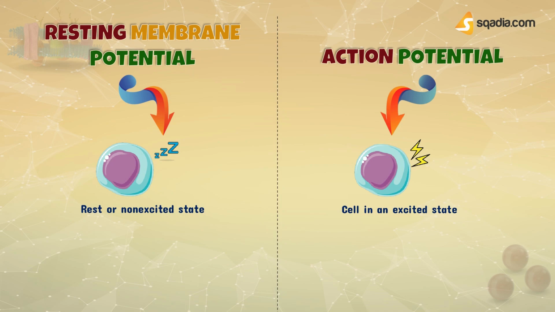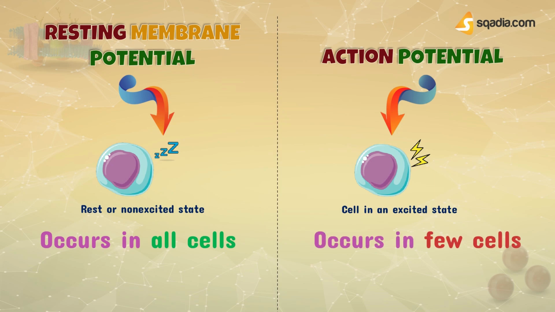So, does resting membrane potential occur in all cells? Yes, resting membrane potential occurs in all cells. However, action potential does not occur in all cells. And why is that? Alex, this is because not all cells have the capability of producing electric current or nerve signals. This can occur in cells like neurons and muscle cells. Oh, that's the important thing. Let me write that down. Sure.